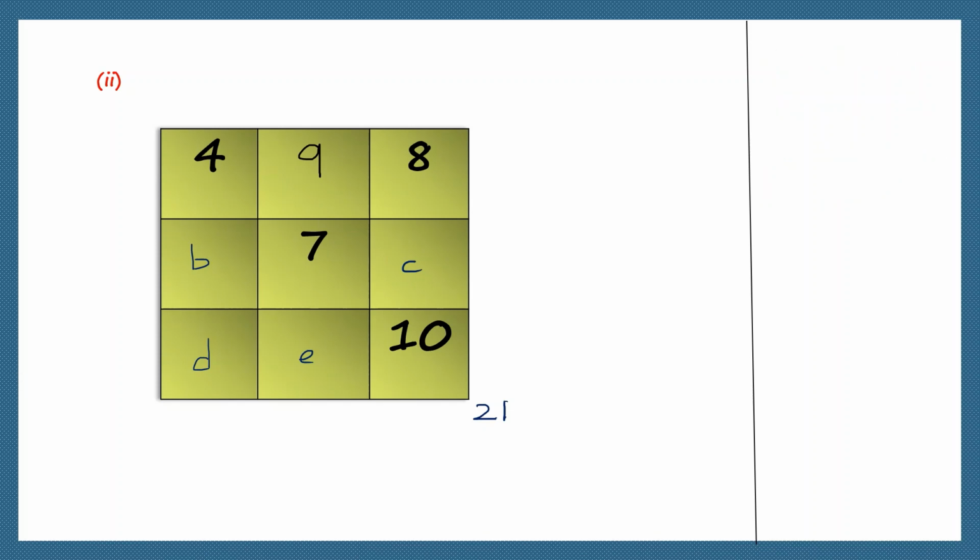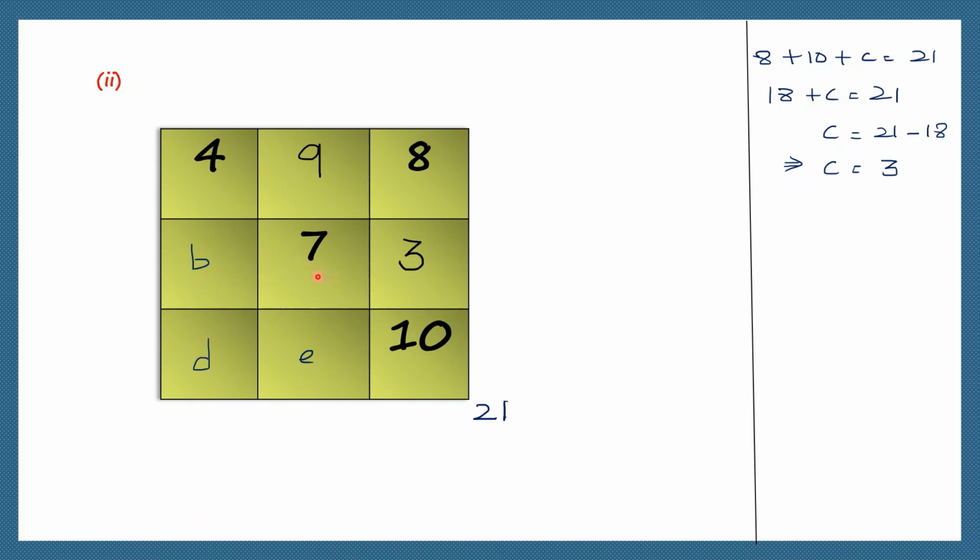So let's find the value of C now. 8 plus C plus 10 should be equal to 21. Let's write all the numbers first. 8 plus 10 plus C should be equal to 21. 8 plus 10 is 18. 18 plus C is equal to 21. Now to find the value of C, we say 21 minus 18 after transposing. So what is the value of C? C is equal to 21 minus 18 is 3. So let's write the value of C here to be 3.